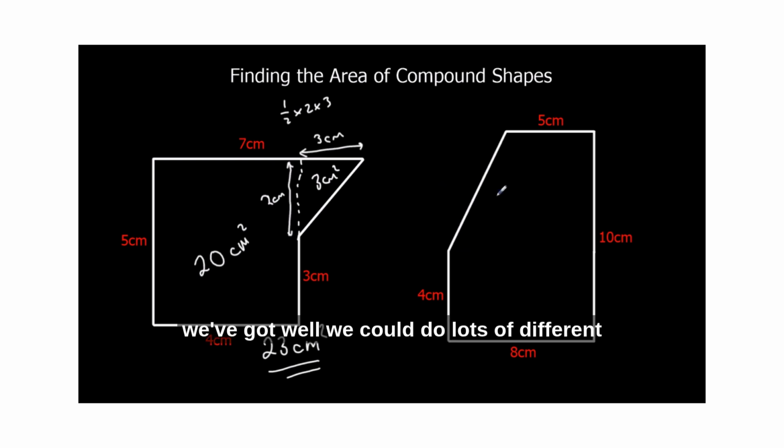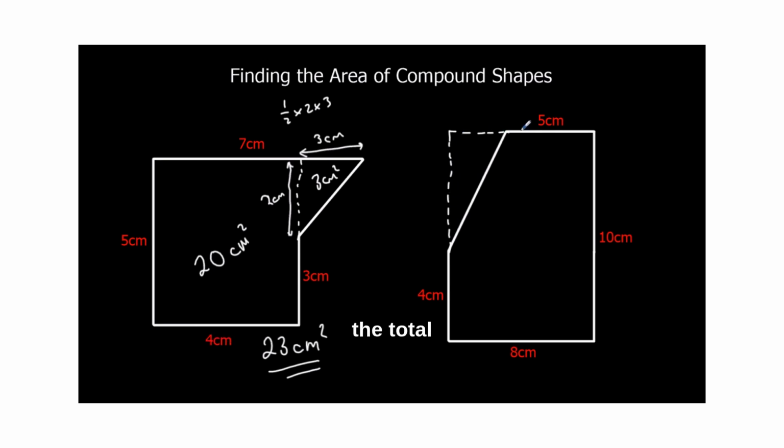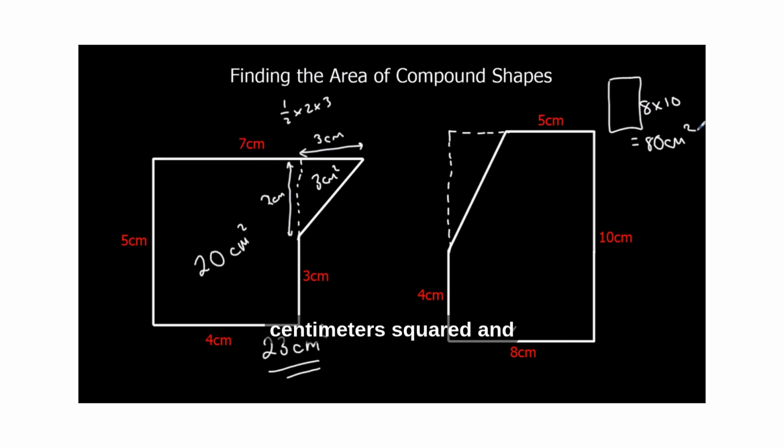Here we've got, well, we could do lots of different things actually. We could do a trapezium and a rectangle, or 2 rectangles and a triangle, or a big rectangle take away a triangle, which I think is probably the easiest way of doing the question. So the whole big rectangle is 8 times 10, which is 80 centimeters squared.